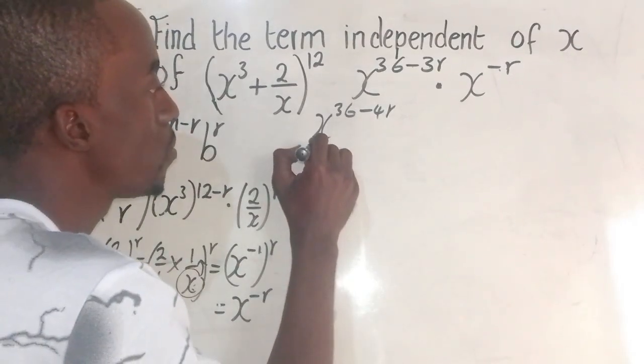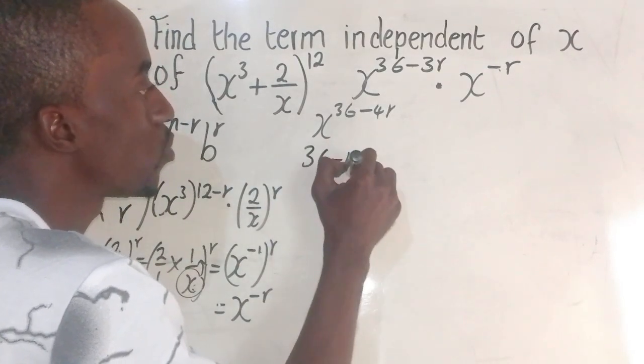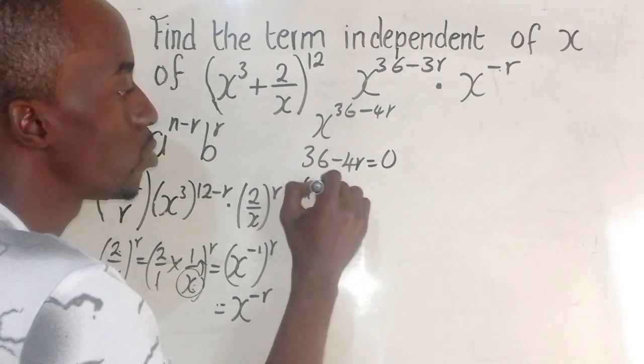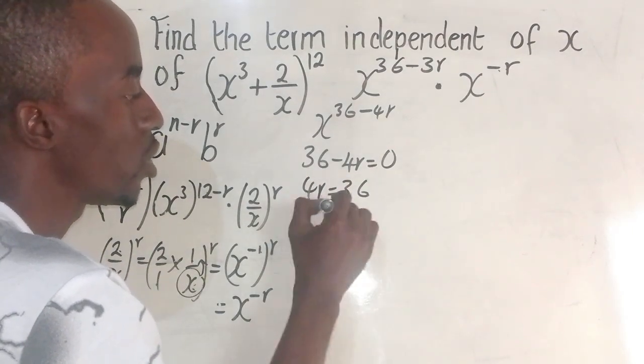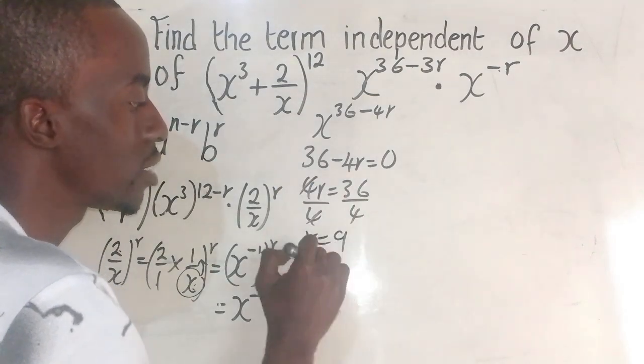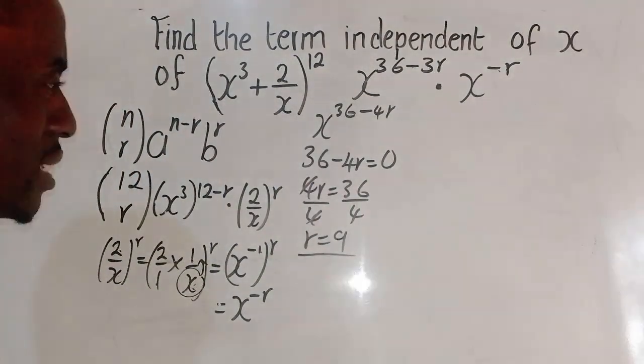So meaning it will be 36 minus 4r, and then you equate to what? To 0. So meaning it's going to be 4r equal to 36. You divide by 4, and the 4s cancel out. r is equal to what? To 9. Now that is r.